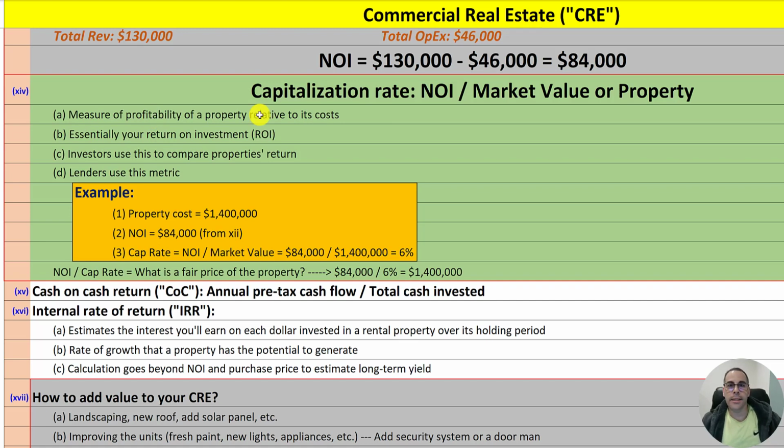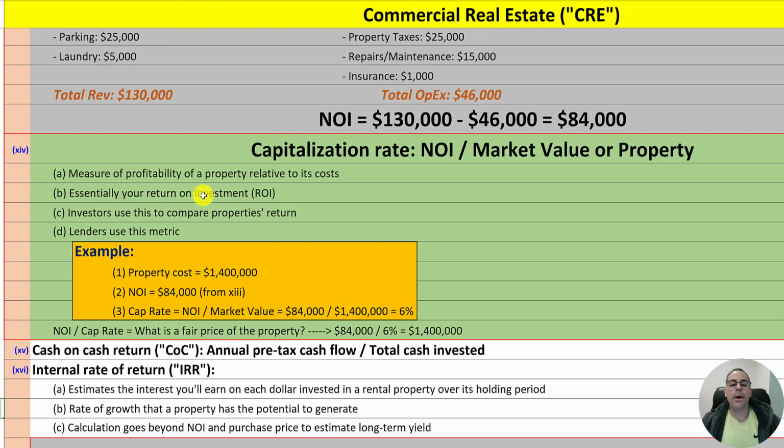It kind of equalizes things. It's pretty much your ROI, return on investment. It's one of the few ways to compare properties. Because like in that hotel example, you can't just assume the hotel is doing better because the NOI is higher. It might be doing better. So let's just pretend we paid $1.4 million and our NOI for the year was $84K.